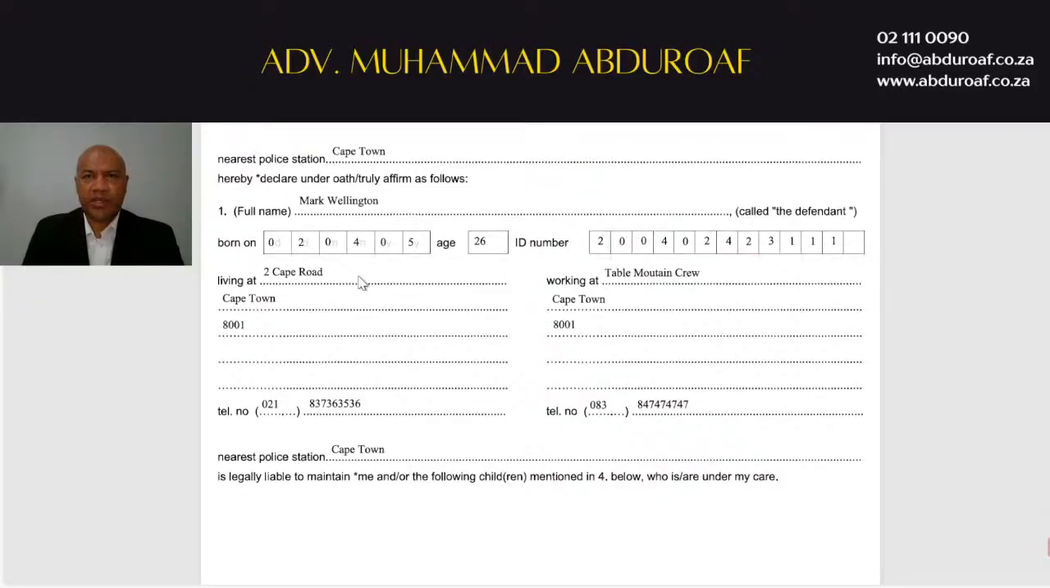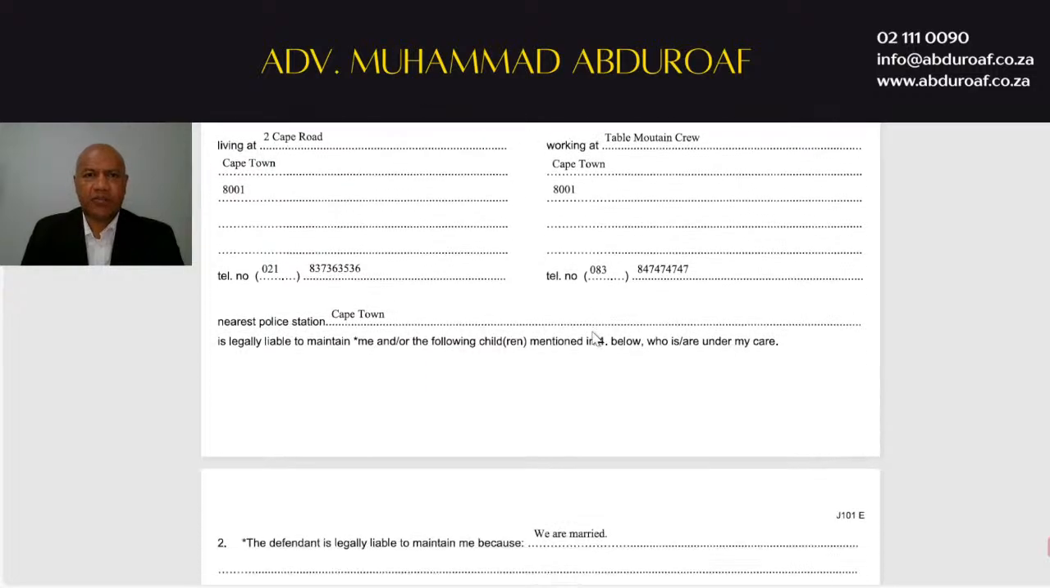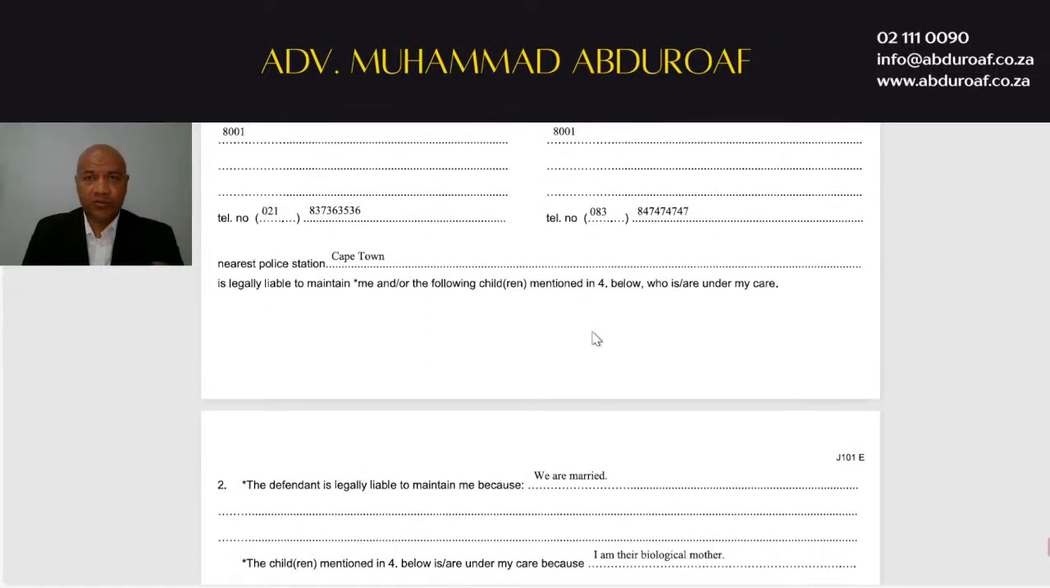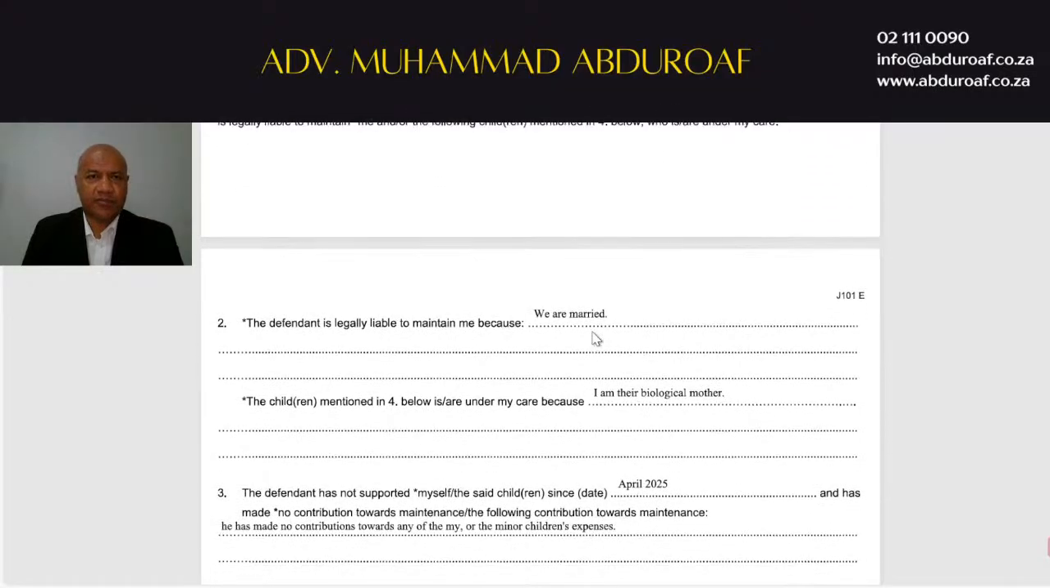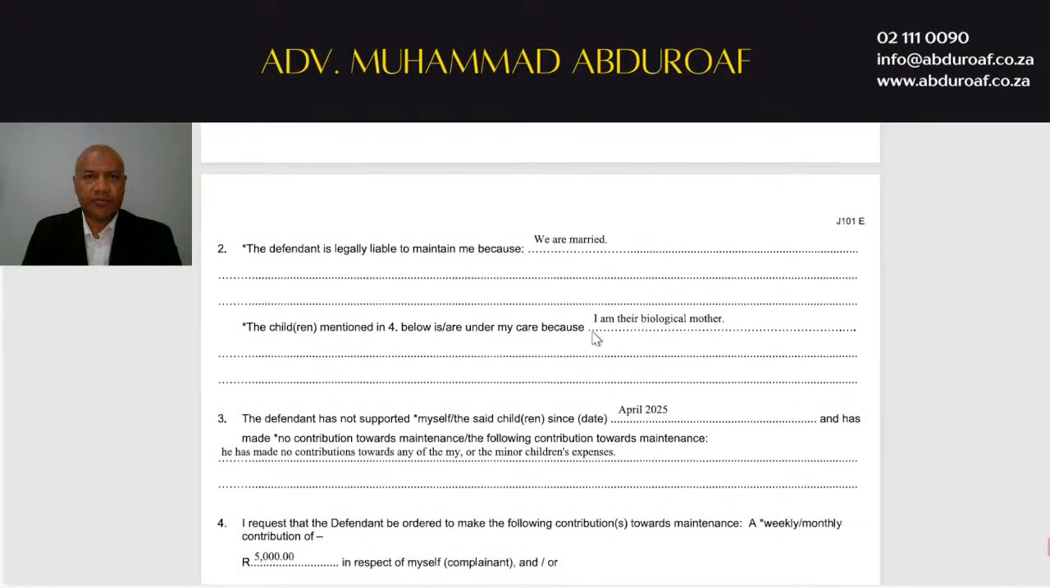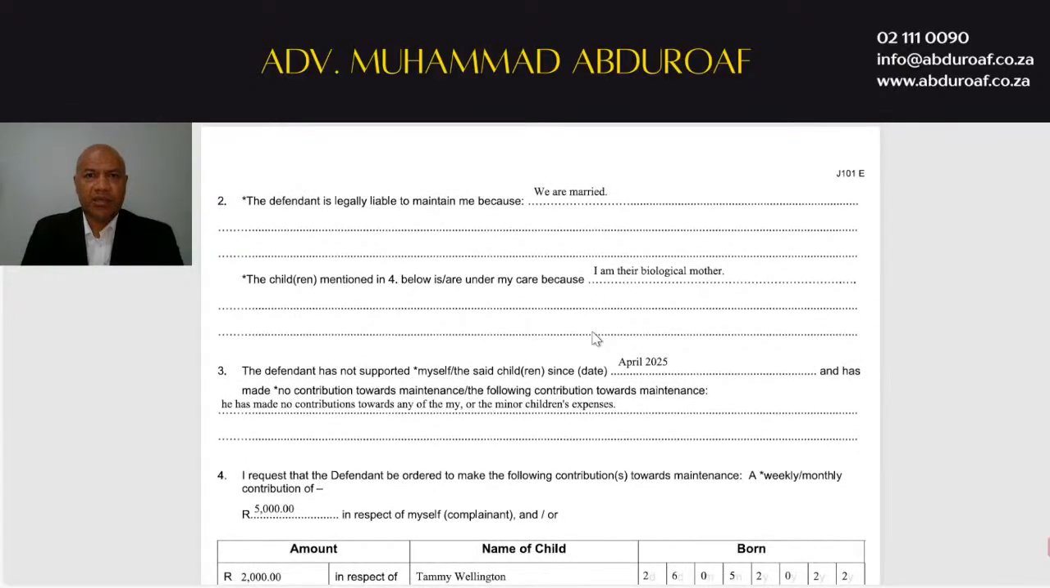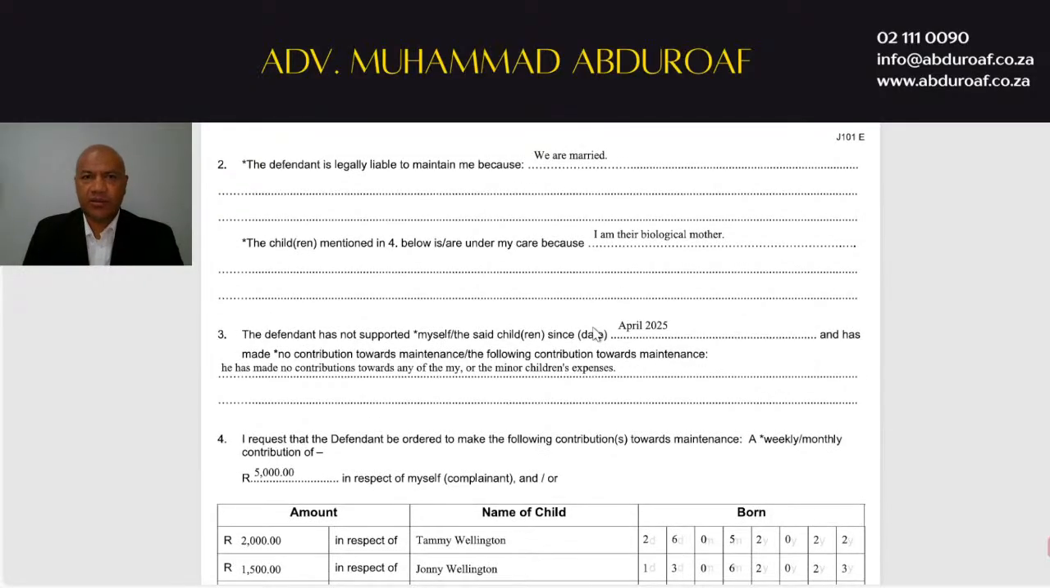In this case, it would be the spouse and the father of the children referred to below. You do the same: home address, work address, contact numbers. If you want to, please insert the email address as well. It may be useful. The reason why you are taking the other party to court for maintenance: the defendant is legally liable to maintain me because you are married to him, and to maintain the minor children because he is their biological father.